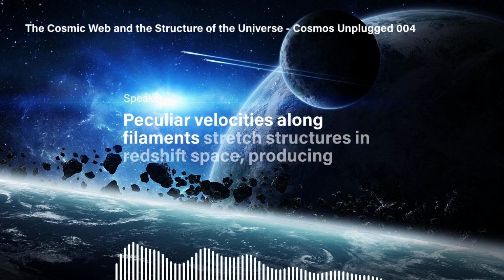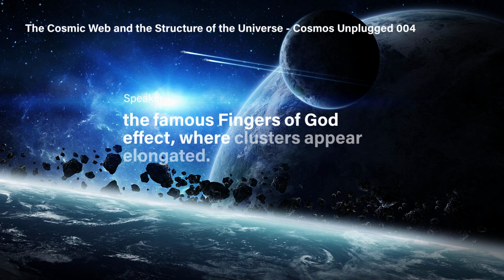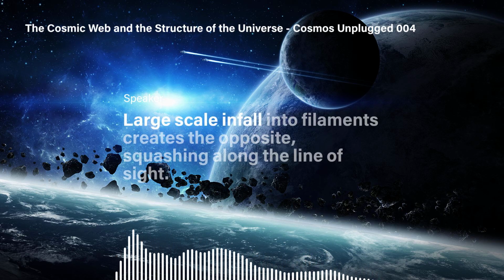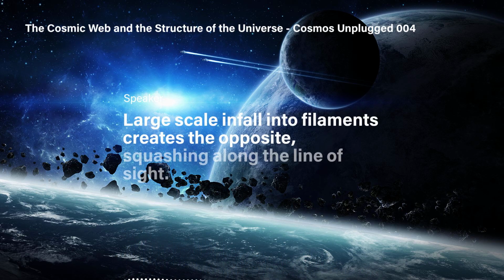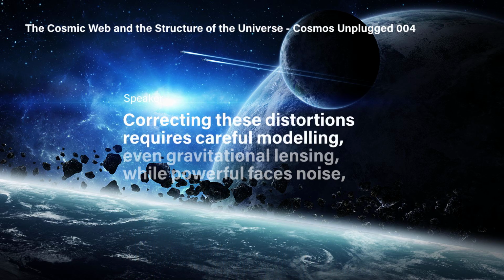Peculiar velocities along filaments stretch structures in redshift space, producing the famous fingers of God effect, where clusters appear elongated. Large-scale infall into filaments creates the opposite, squashing along the line of sight. Correcting these distortions requires careful modeling.